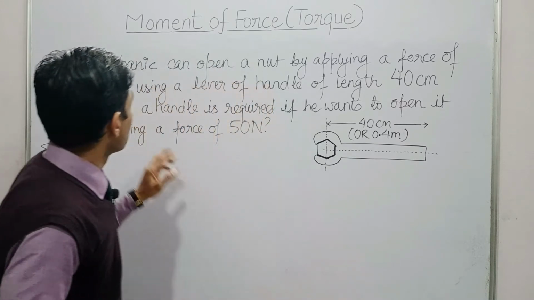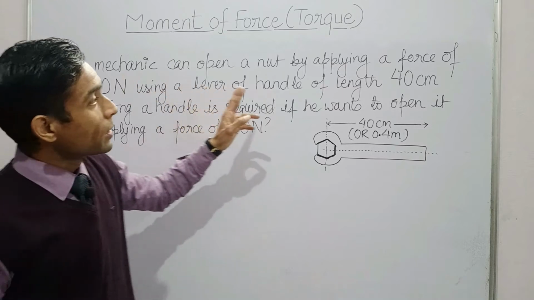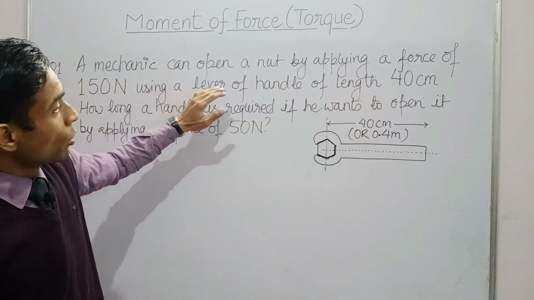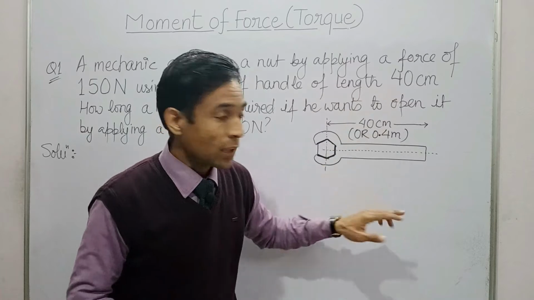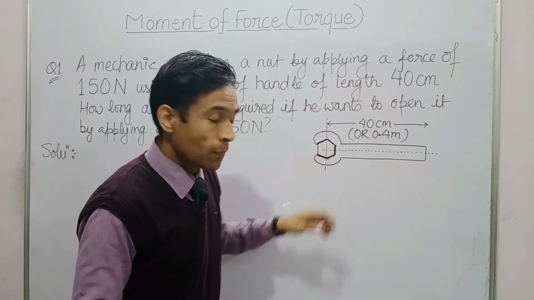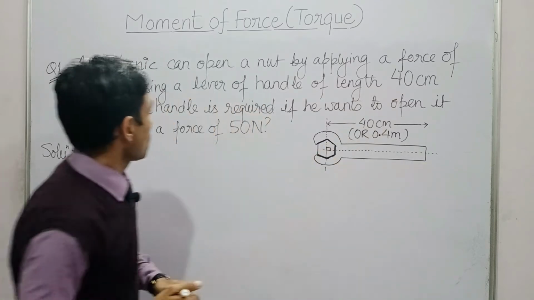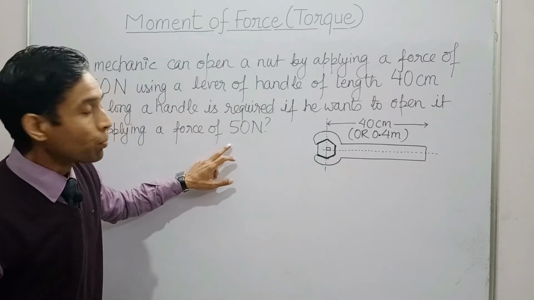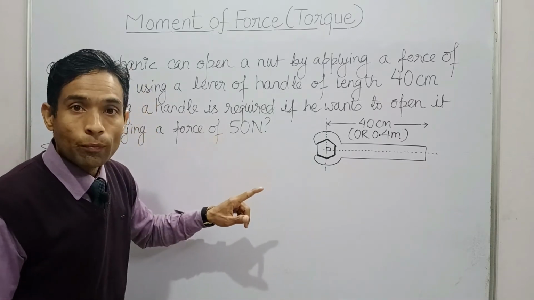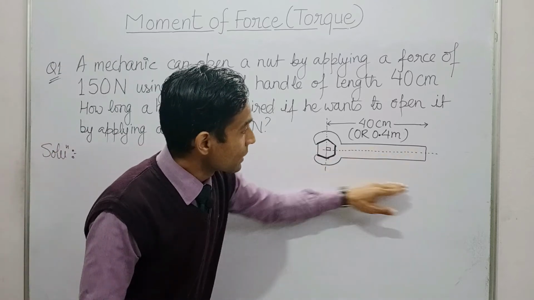In our first numerical, we have a mechanic who can open a nut by applying a force of 150 Newton using a lever whose handle is of length 40 centimeter. So this is the axis and this is the nut. Now if he wants to open the nut with the force of 50 Newton, he wants to know what will be the length of this lever.